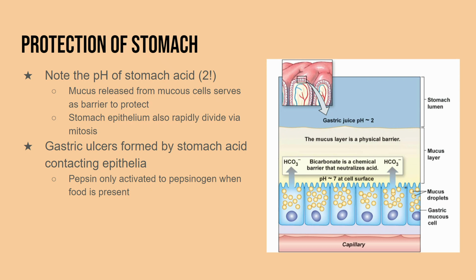So when that does happen, you have some gastric ulcers that are formed. And it's also important that pepsinogen is only activated into pepsin. No, that's the reverse. Pepsinogen is only activated to pepsin when food is present.